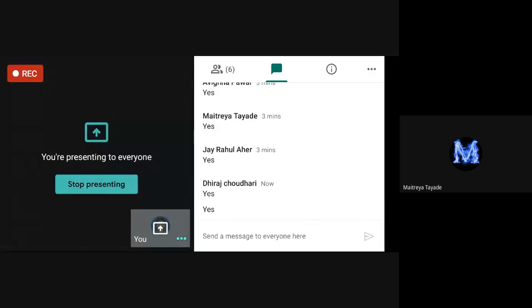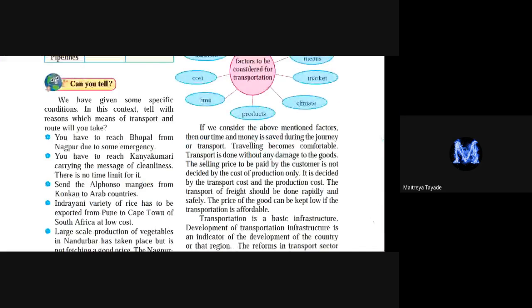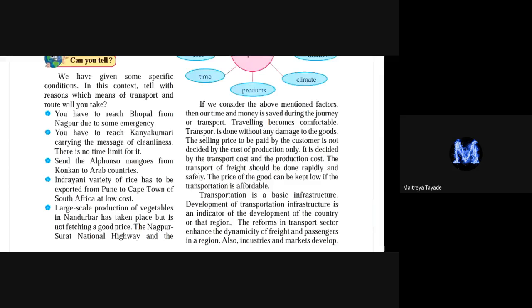Okay, friends, let's read first. We have been given some specific conditions. In this context, tell with reasons which means of transport and route you will take. So, friends, here are some conditions given for you, and you have to tell with reason which means of transport you will use, and which route you will take.